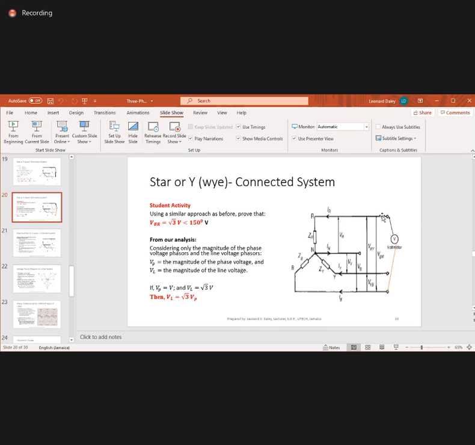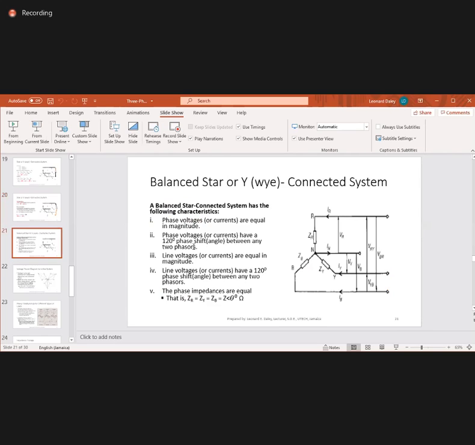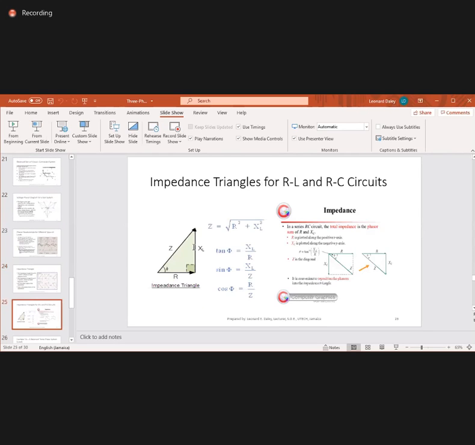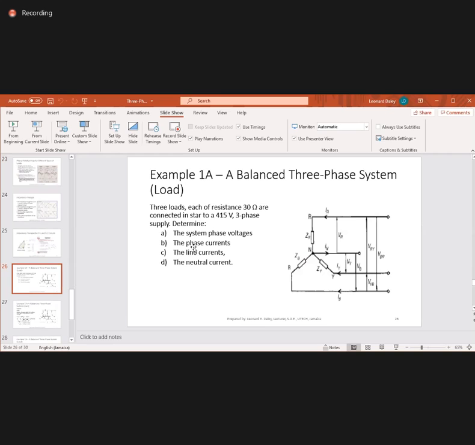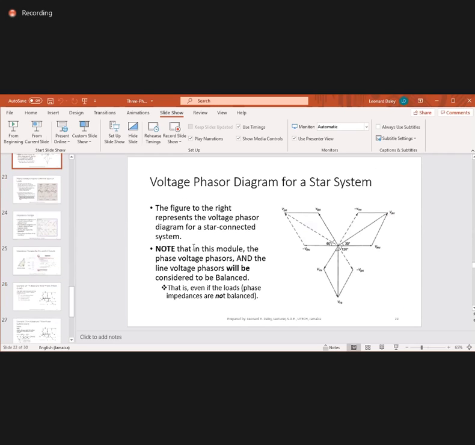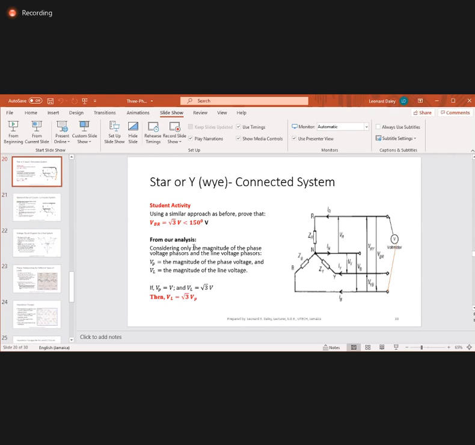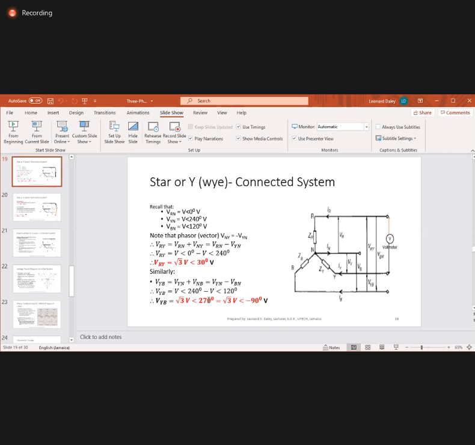So the voltages are going to have the same magnitude, and they are going to be at angles like we calculated yesterday. One was at 150, one was at 270, and one was at 30. So that's what the line voltage is.